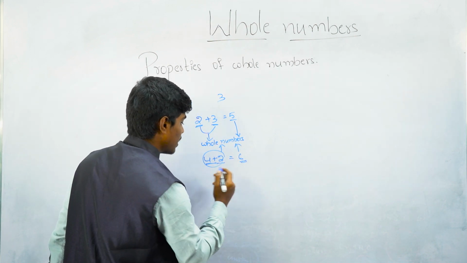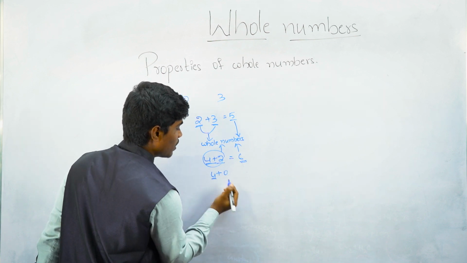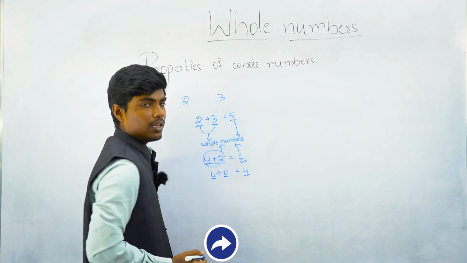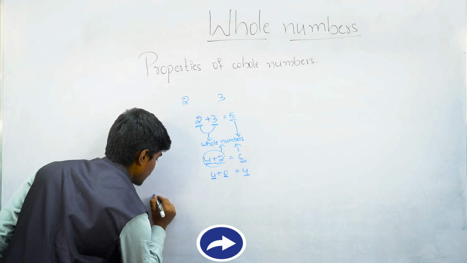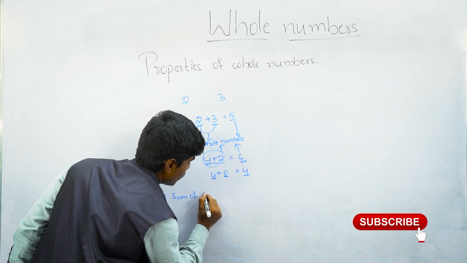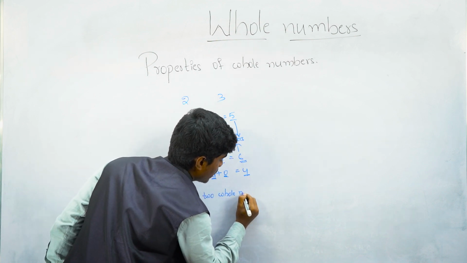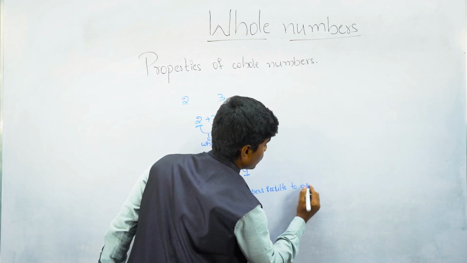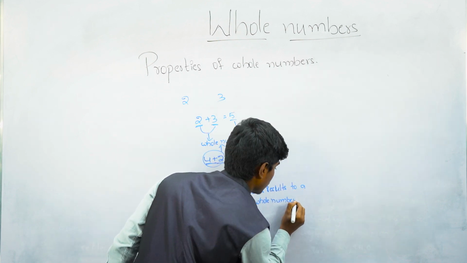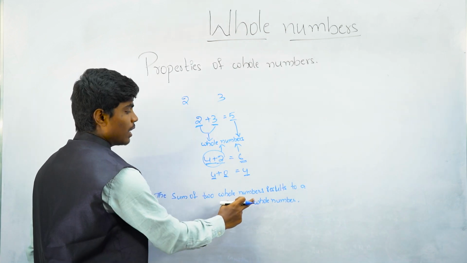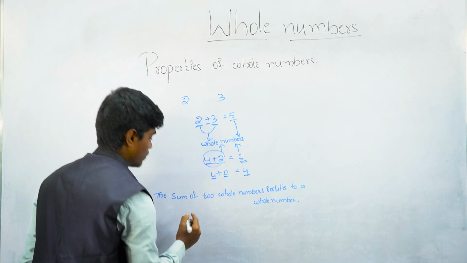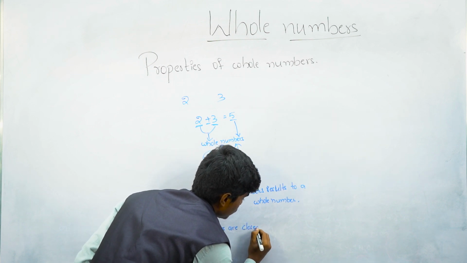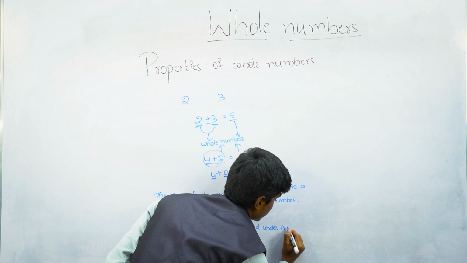Now let's take another example: 4 plus 0. 4 is a whole number and 0 is a whole number. The answer is 4, so the answer is also a whole number. So we can conclude that the sum of two whole numbers results in a whole number, and we can conclude that whole numbers are closed under addition.